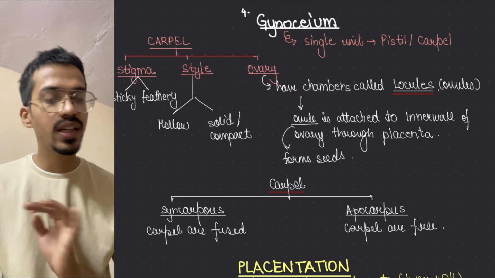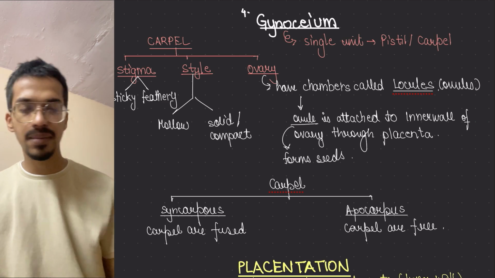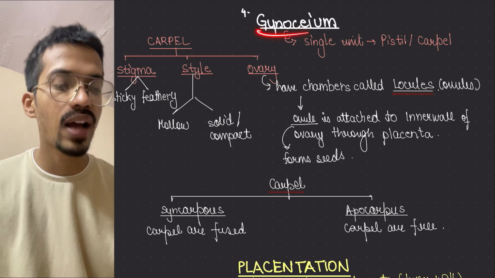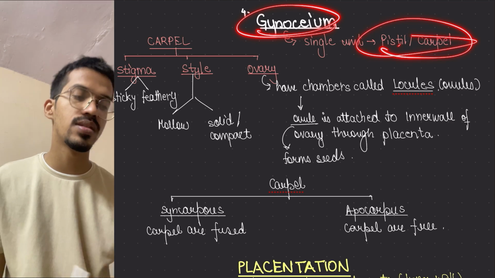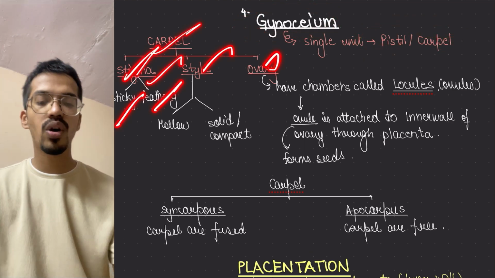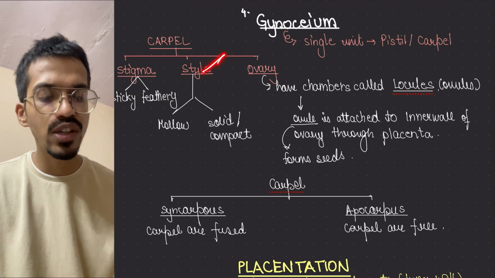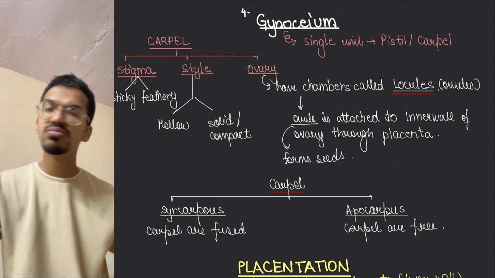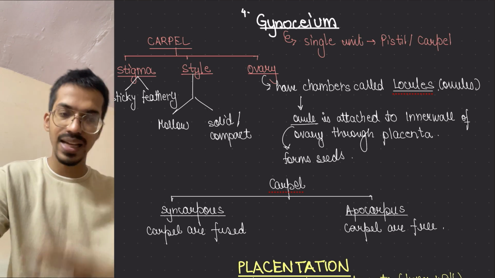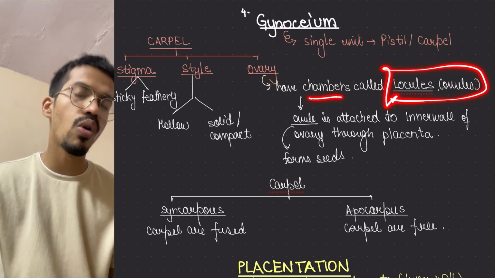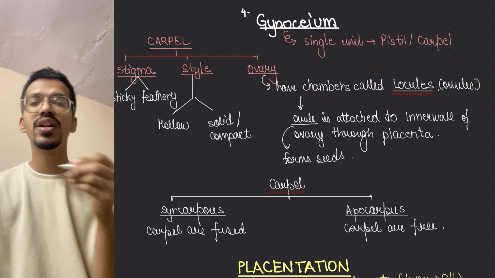Okay, so these certain terminologies are understood. The last part of the flower is what? Gynoecium. A single unit is called a pistil or carpel. Carpel has three parts. Stigma is sticky or feathery, depending upon the plant. Style could be hollow or solid inside. Hollow means that space is present. Solid means no space is present. Ovary has certain chambers present called locules, which contain ovules.